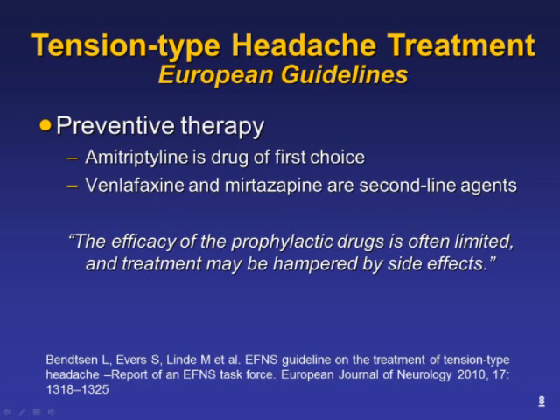Next slide. For those with very frequent headache, we talk about preventive medications. Amitriptyline is the drug of choice, an older antidepressant therapy. It's very commonly used. And two other antidepressants, venlafaxine and mirtazapine, are second-line agents. If you're more familiar with the brand names of these drugs, I'll cover them all. Amitriptyline is also known as Elavil, venlafaxine as Effexor or Effexor XR, and mirtazapine as Remeron.